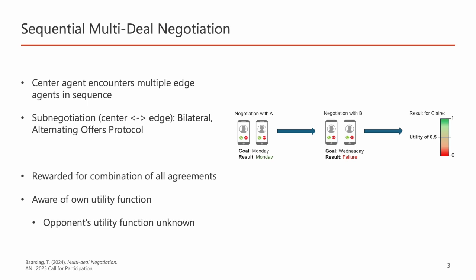Briefly, in sequential multi-deal negotiation, there is a center agent that encounters multiple edge agents in a sequence. Each edge will be denoted as a sub-negotiation between a center and edge agent, where it will follow a bilateral alternating offers protocol. The center agent will be rewarded for a combination of all agreements in the sequence.